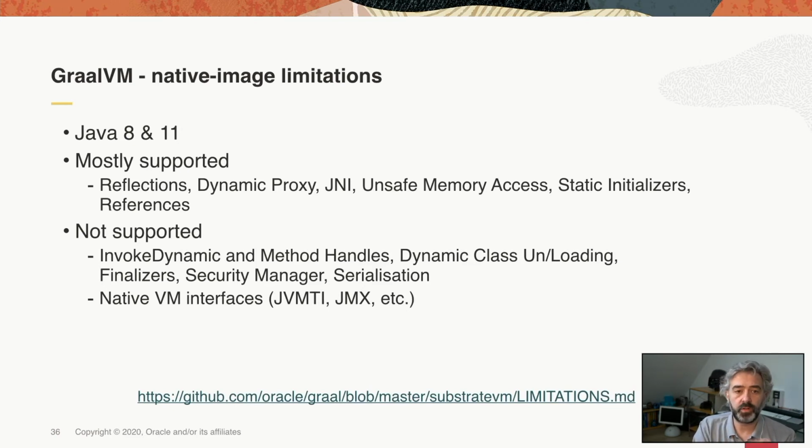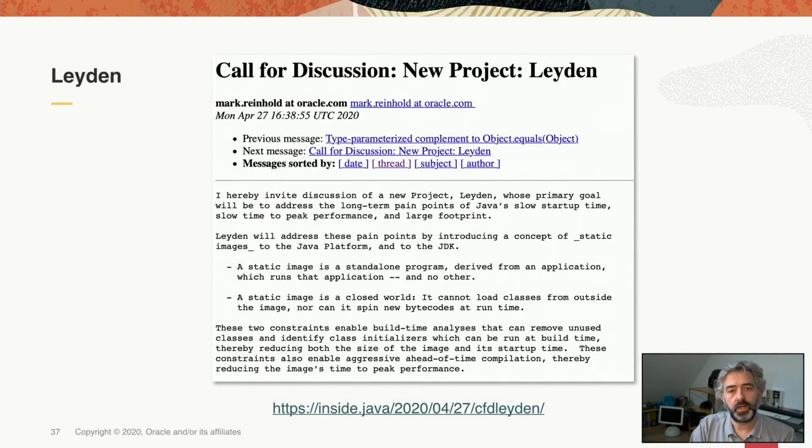There are also some other issues. For example, you cannot use the native VM interfaces. Serialization also is not allowed. There are a bunch of limitations, and all those limitations are documented in the links that we have on this slide. Now the good news is that there's a new project called Project Leiden, whose goal is basically to bring into OpenJDK this concept of native image, being basically an executable that will run on a given platform.